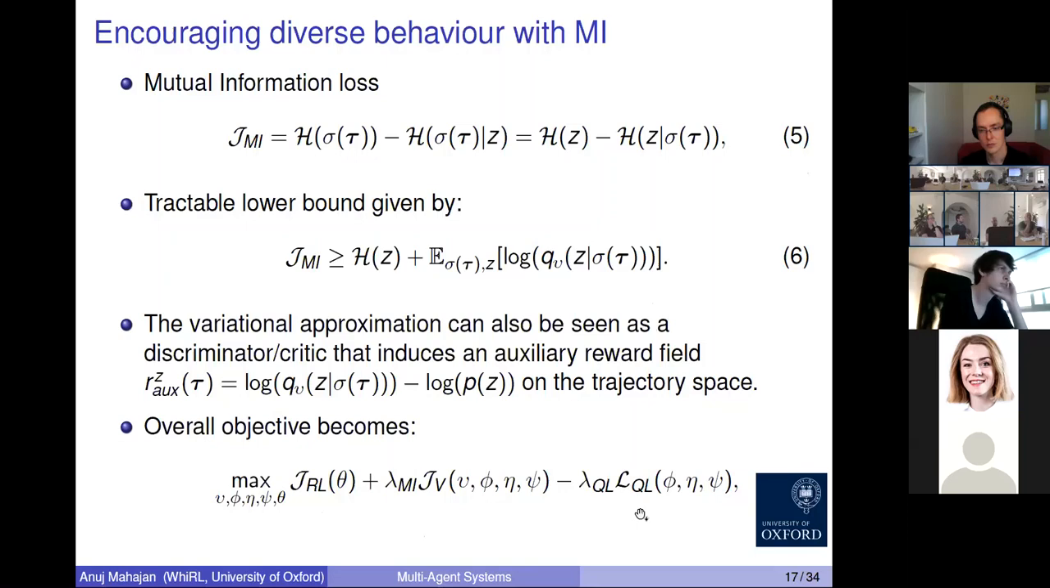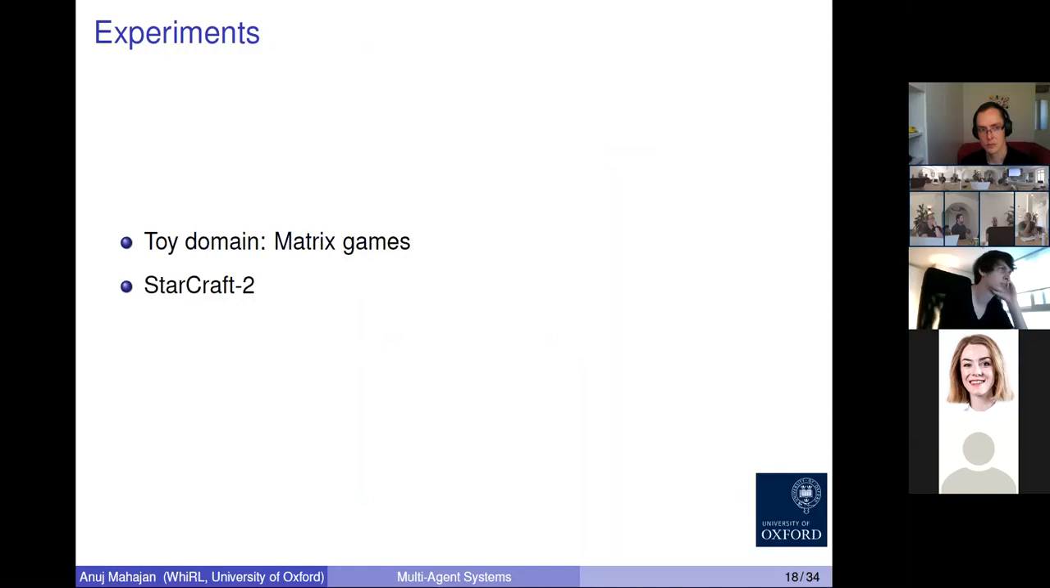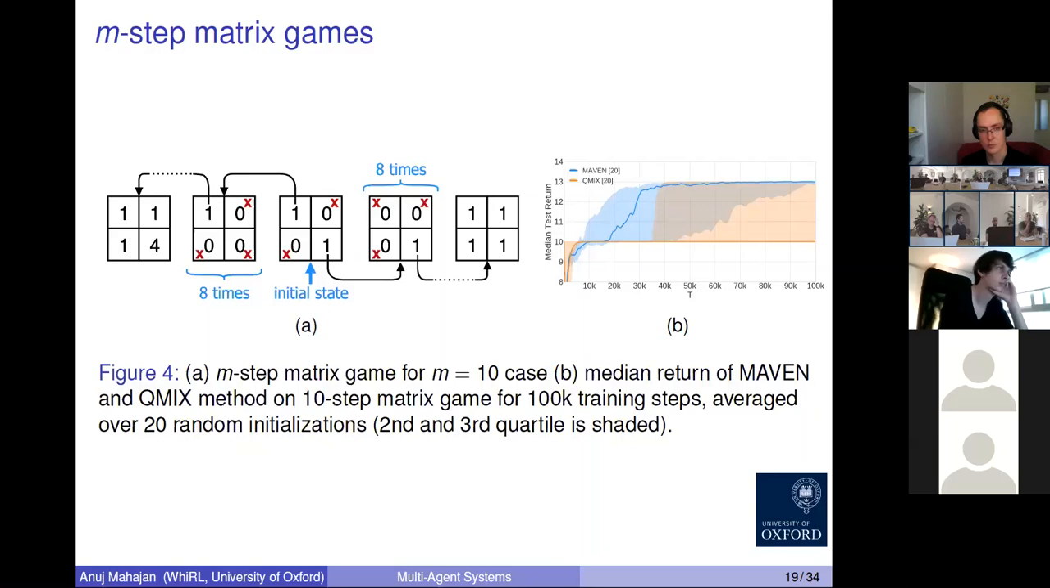So we have some interesting experiments on a toy domain to give a proof of concept, and also on the domain of StarCraft 2, which is a bit more realistic, arguably. So we have got something called the M-step matrix game, which I designed for this problem. Essentially, the M-step matrix game is a continued matrix game over multiple time steps, M being the parameter which decides the number of time steps. And the key characteristic of this game is that the initial step is non-monotonic.